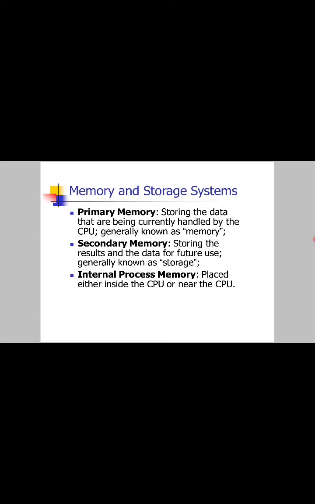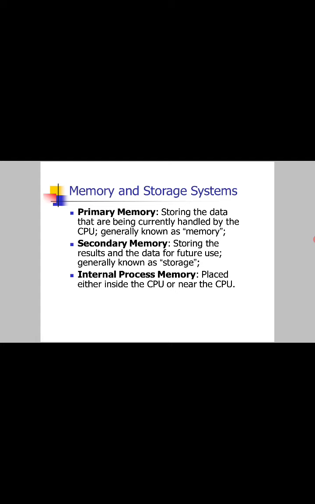CPU is nothing but a processor. The processor uses the memory to store all the data or information it is working on. That is called the primary memory or main memory of a computer. So what is secondary memory? Secondary memory stores results and data for future use, and is generally known as storage. Secondary memories are also known as auxiliary memories. These are very high capacity memories, generally used to store large amounts of data, information, files and applications.